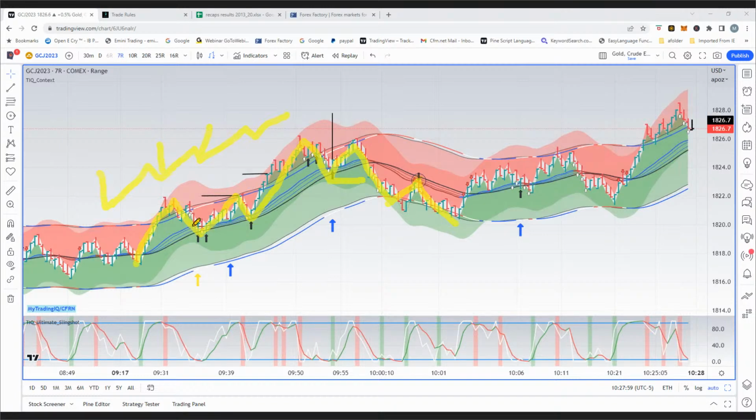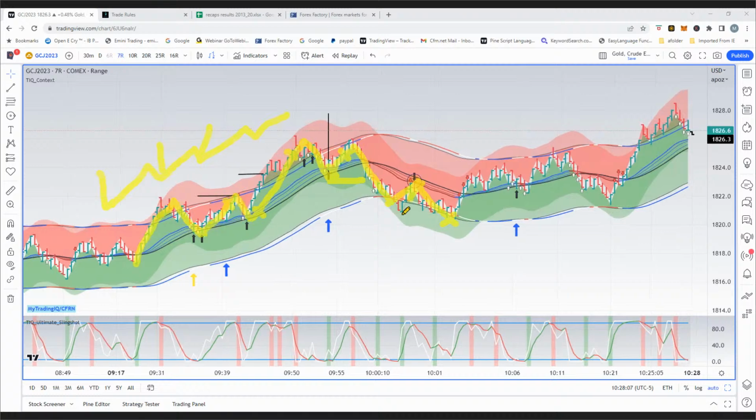Okay, so what we want to do is figure out how to take all these trades in the middle, right? And you can see we do a pretty good job of that, all right? We want to take these trades in the middle and skip this one right here. And you can see that we've done a pretty good job doing that. That's what we do over and over again.